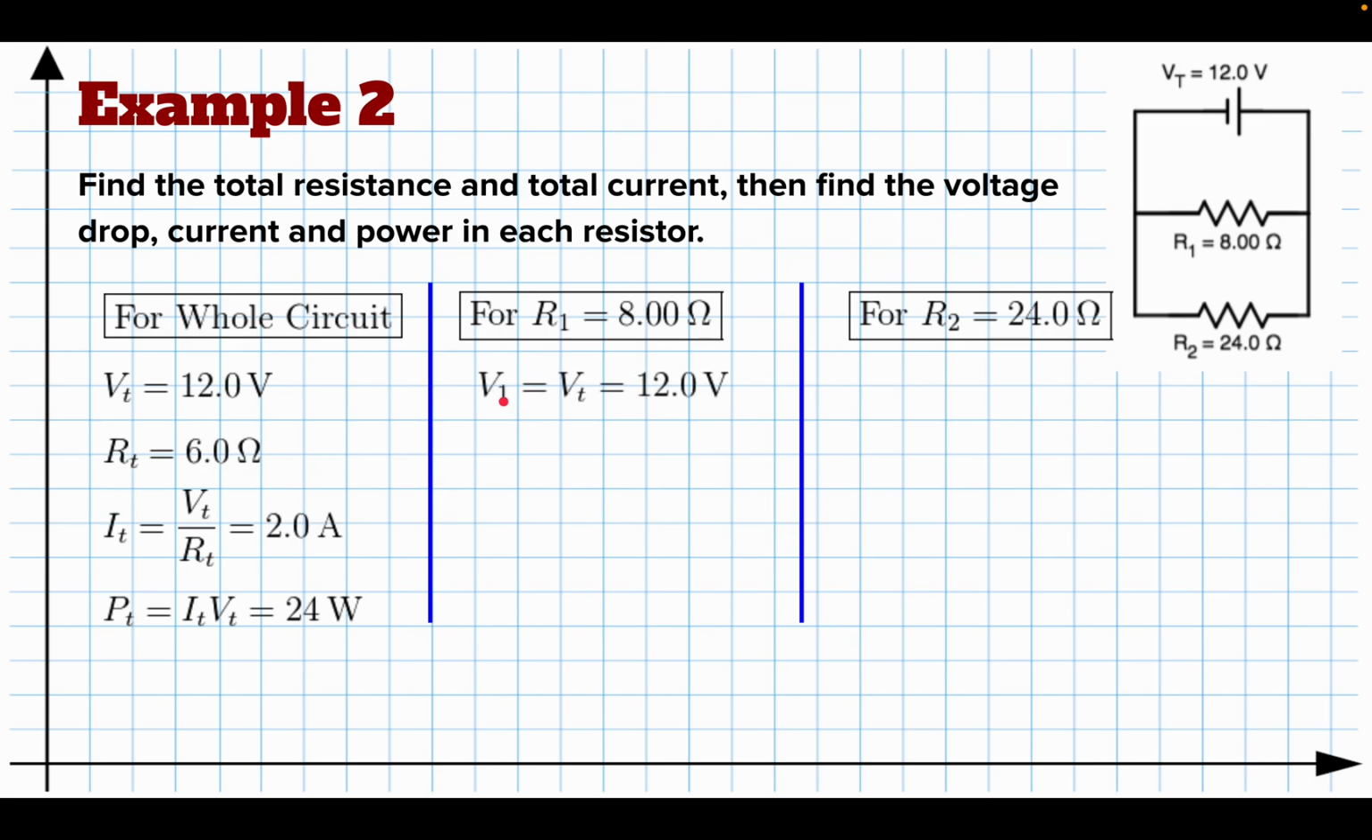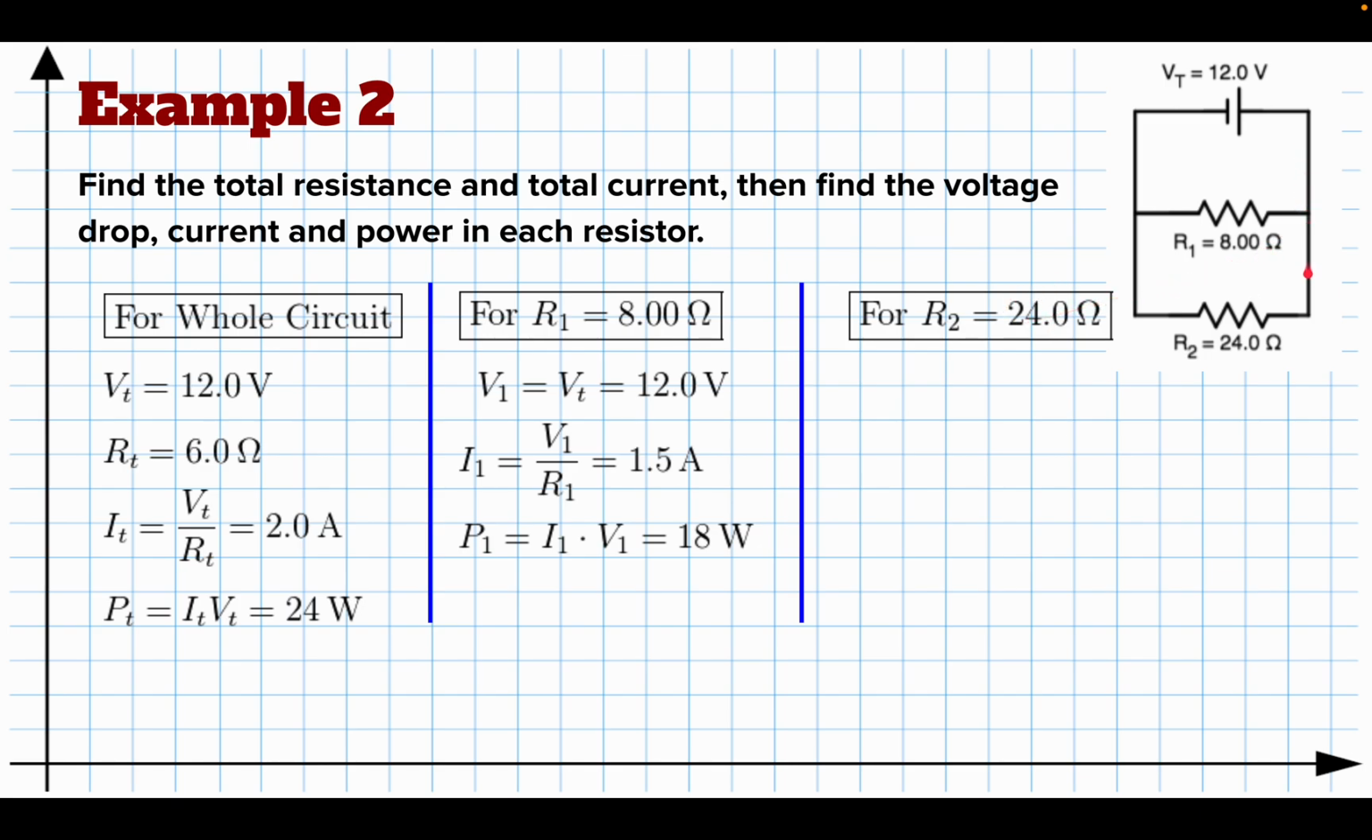Well, we know the voltages are always the same for parallel circuits. So V1 is the same as V total, which is 12 volts. So now we know R1, and we know V1, we can find I1. I is V over R. That's 1.5 amps. We can also find the power. So P1, the power in resistor 1, is I times V, which would be 1.5 times 12, which is 18 watts. Okay?